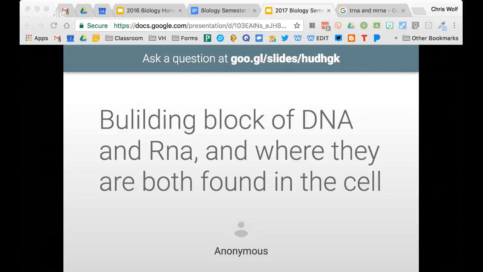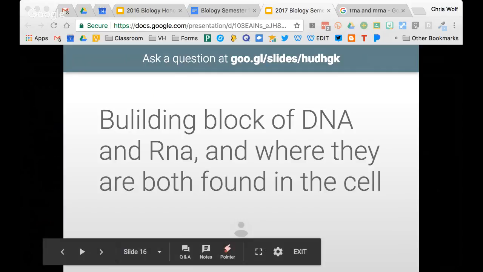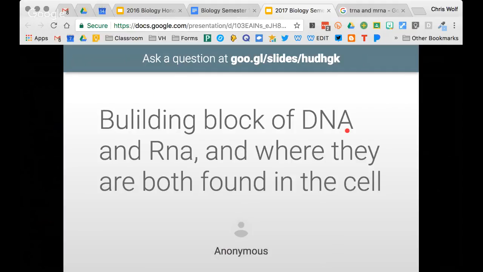Okay, building blocks of DNA and RNA, what and where they are both found in the cell. I really like the last part of this question, where are they found in the cell. So first, talk about building blocks. DNA is made up of DNA nucleotides. DNA nucleotides have a sugar, a phosphate, and there are 4 different kinds of nitrogenous bases. You could have adenine, cytosine, guanine, or thymine.